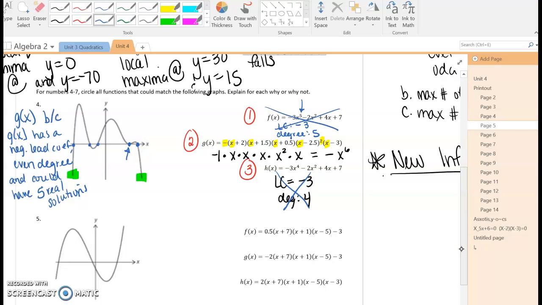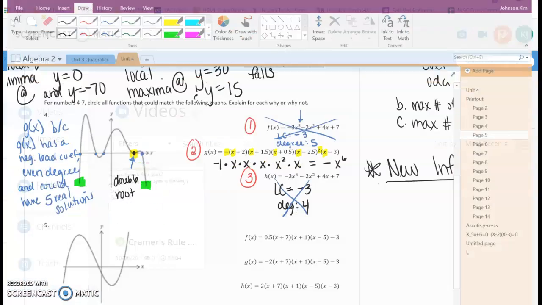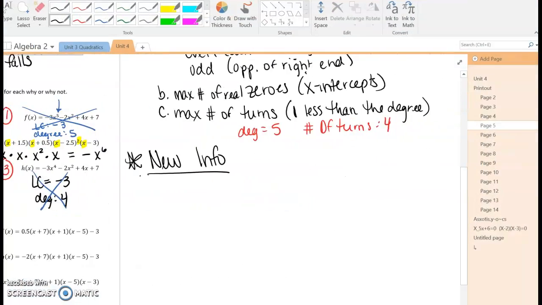Actually, before we try another one, I want to have a quick conversation about this solution right here. If you notice, this is something we had a conversation about before. This is what we call a double root. Anytime we have a solution that hits the x-axis and bounces back off, that's what we call a double root. And so if I look at something like, I'm going to go to a quadratic that you guys have solved before, y equals x squared minus 6x plus 9.